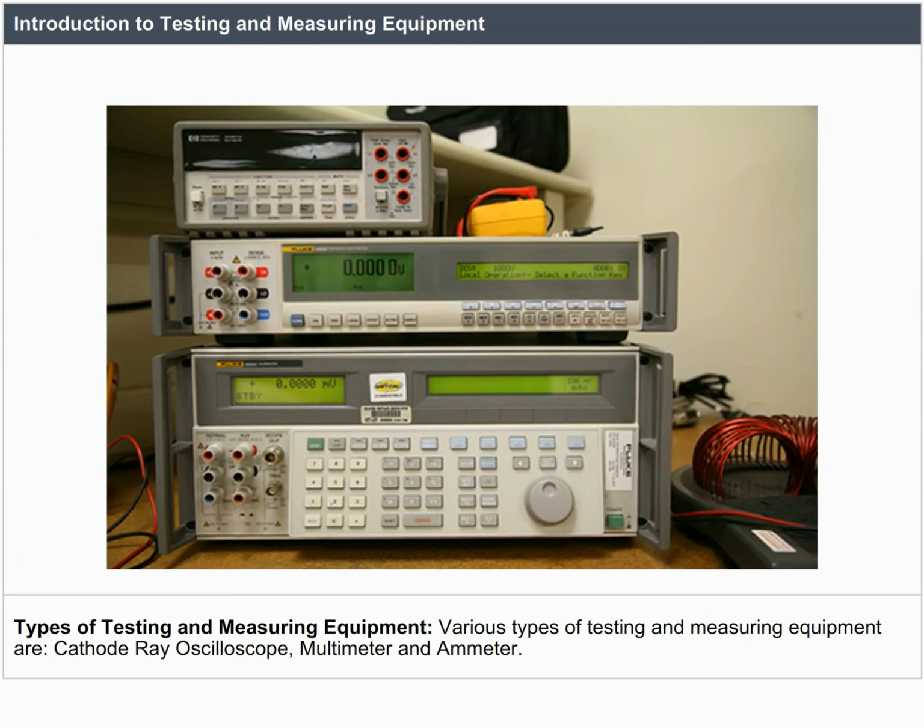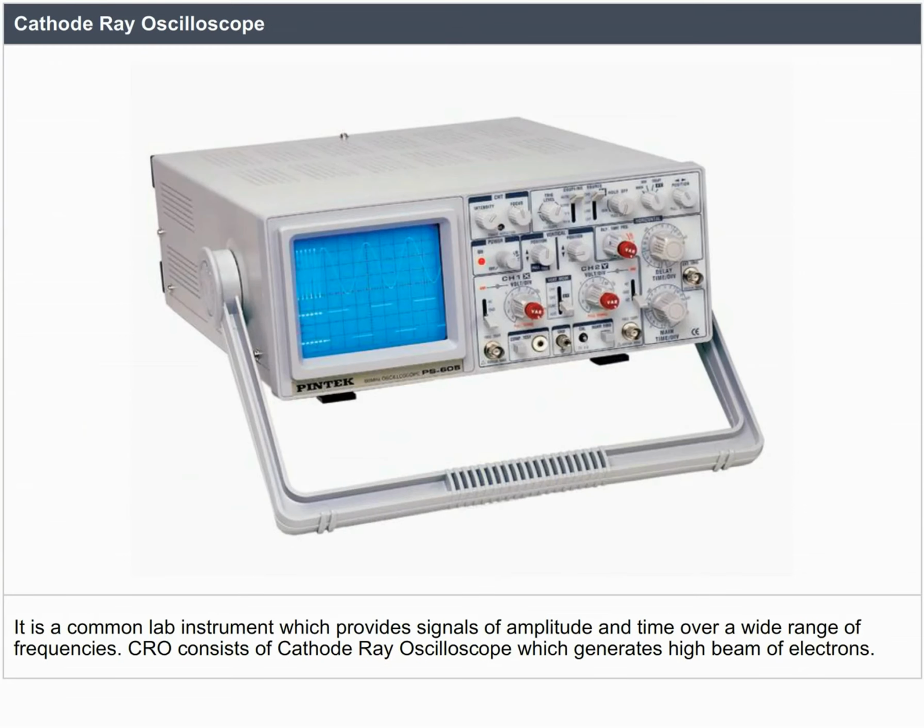The various types of testing and measuring equipment are cathode ray oscilloscope, multimeter, and ammeter. Cathode ray oscilloscope. It is a common lab instrument which provides signals of amplitude and time over a wide range of frequencies. CRO consists of cathode ray tube, which generates a high beam of electrons.